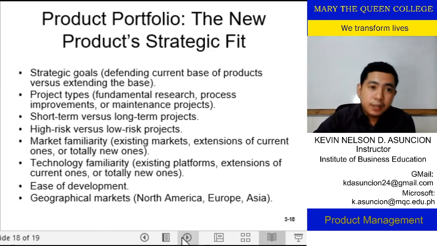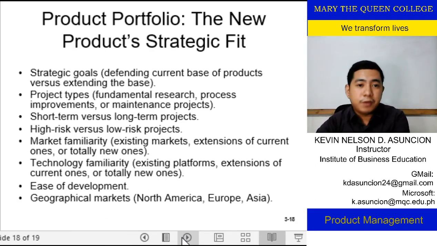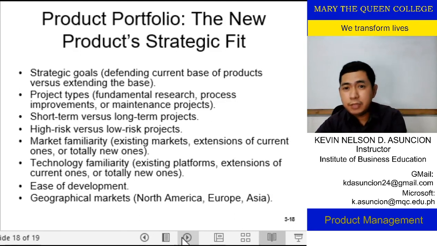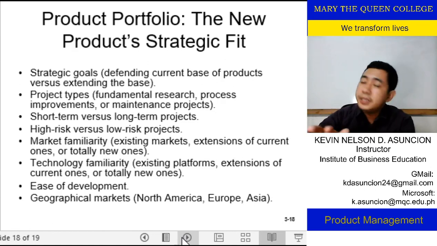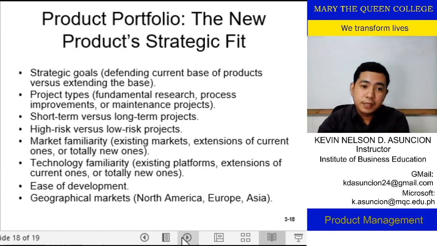And then the product portfolio, the new product strategic fit. So the strategic goals: defending the current base of products versus extending the base. So will it be good for those product lines? Then project type, fundamental research processes. Then short-term versus long-term projects. These are your considerations whether this fits or not. Tama ba siya? So geographical markets, ease of development, pwede ba siya? That answers other feasibility questions.